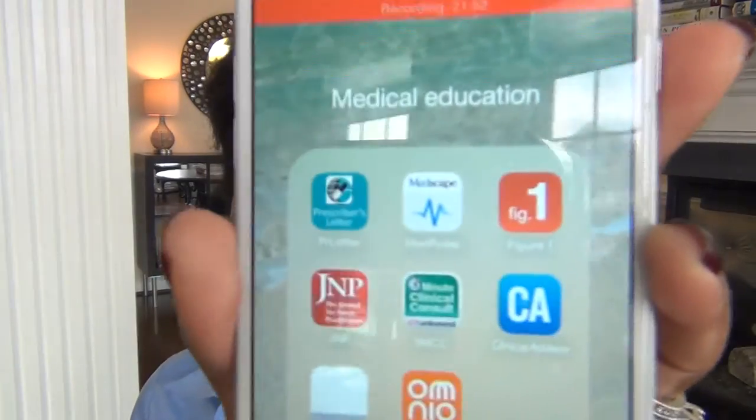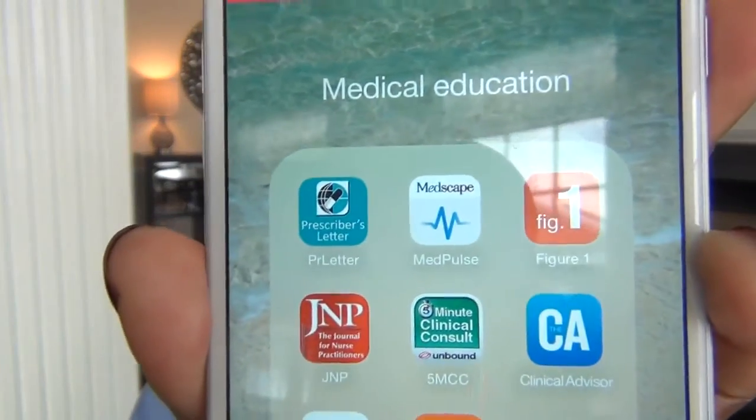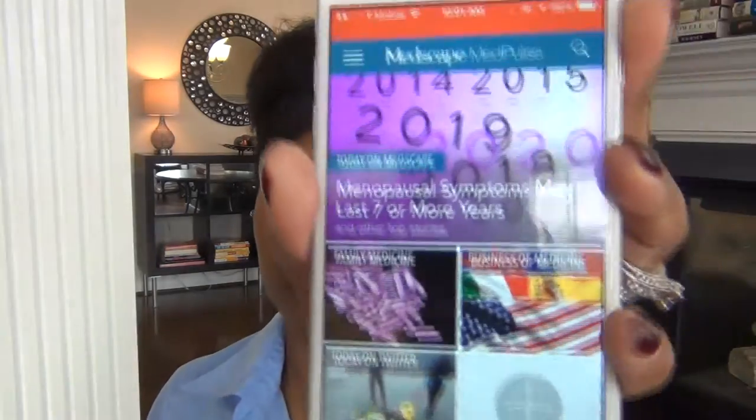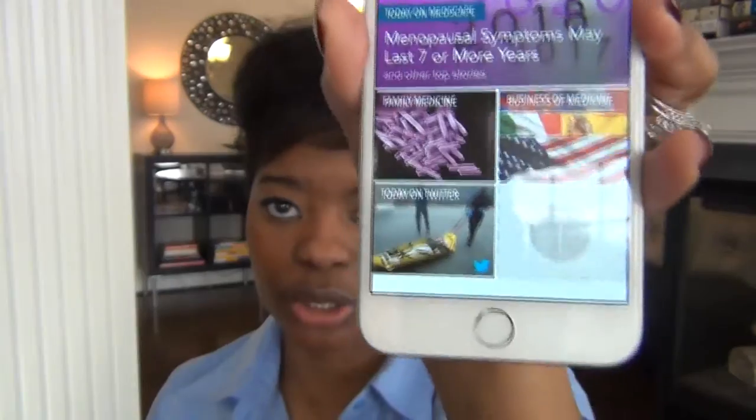And then MedPulse, which is by Medscape. I really like this app. It's free. And it just basically has some research articles, journals, and, you know, in your spare time, it never hurts to read up on some things, especially things that you're weak in. Know your weaknesses. So I'm working on mine.